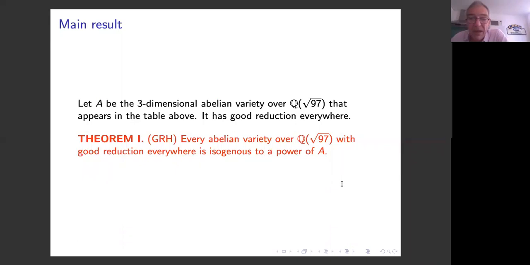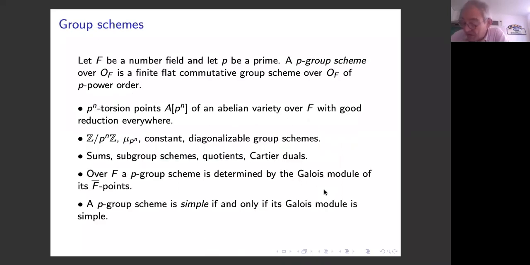And the way this is proved is the same way Abrashkin and Fontaine proved their theorem. What we do is we look at the torsion points of an Abelian variety with good reduction everywhere. And we show that the torsion points are forced to have a certain structure and it is unique, and therefore there is a unique Abelian variety. And the torsion points are points of the Abelian variety, and they are points of group schemes, of the group schemes of torsion points. And so let me talk a little bit about finite group schemes.